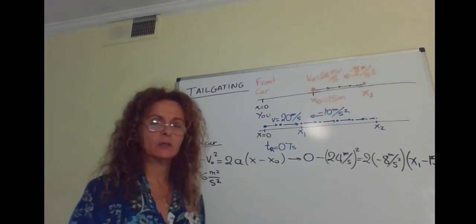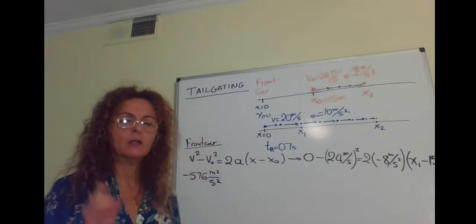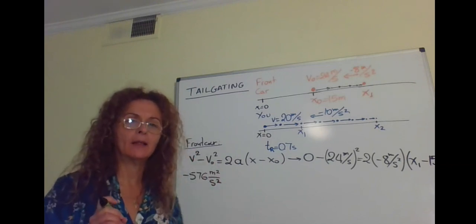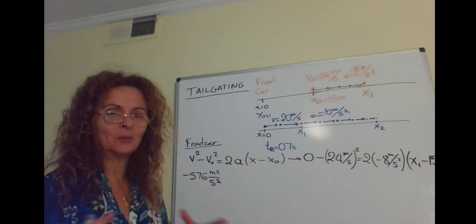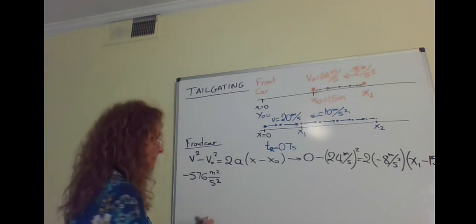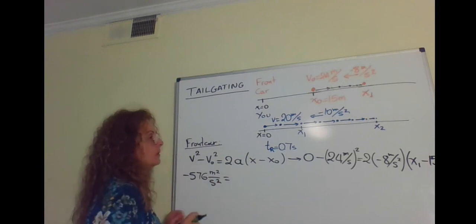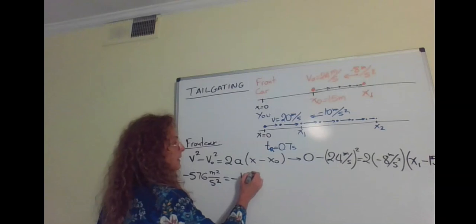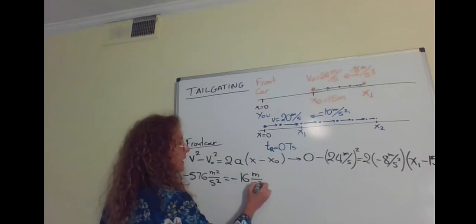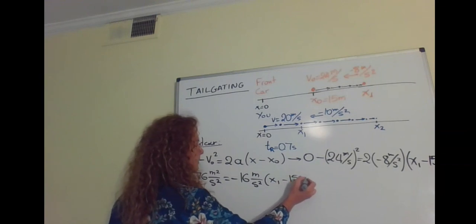You don't need to have the units. I just do it so you see. You don't need to use them. You can just add the correct unit at the end. I will prove that it will be at the end the correct unit. Okay, so negative 576 equals negative 16 meters per second squared, x1 minus 15 meters.